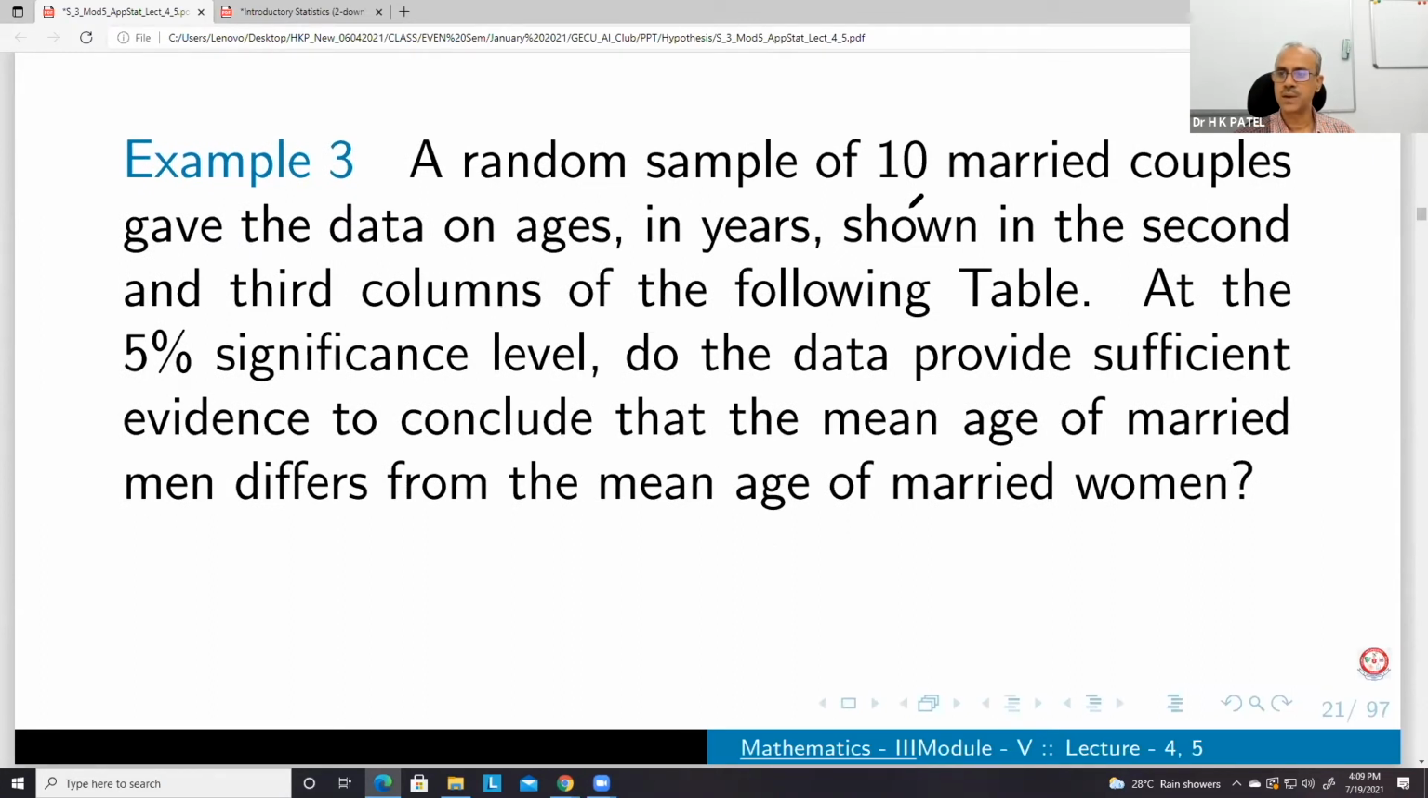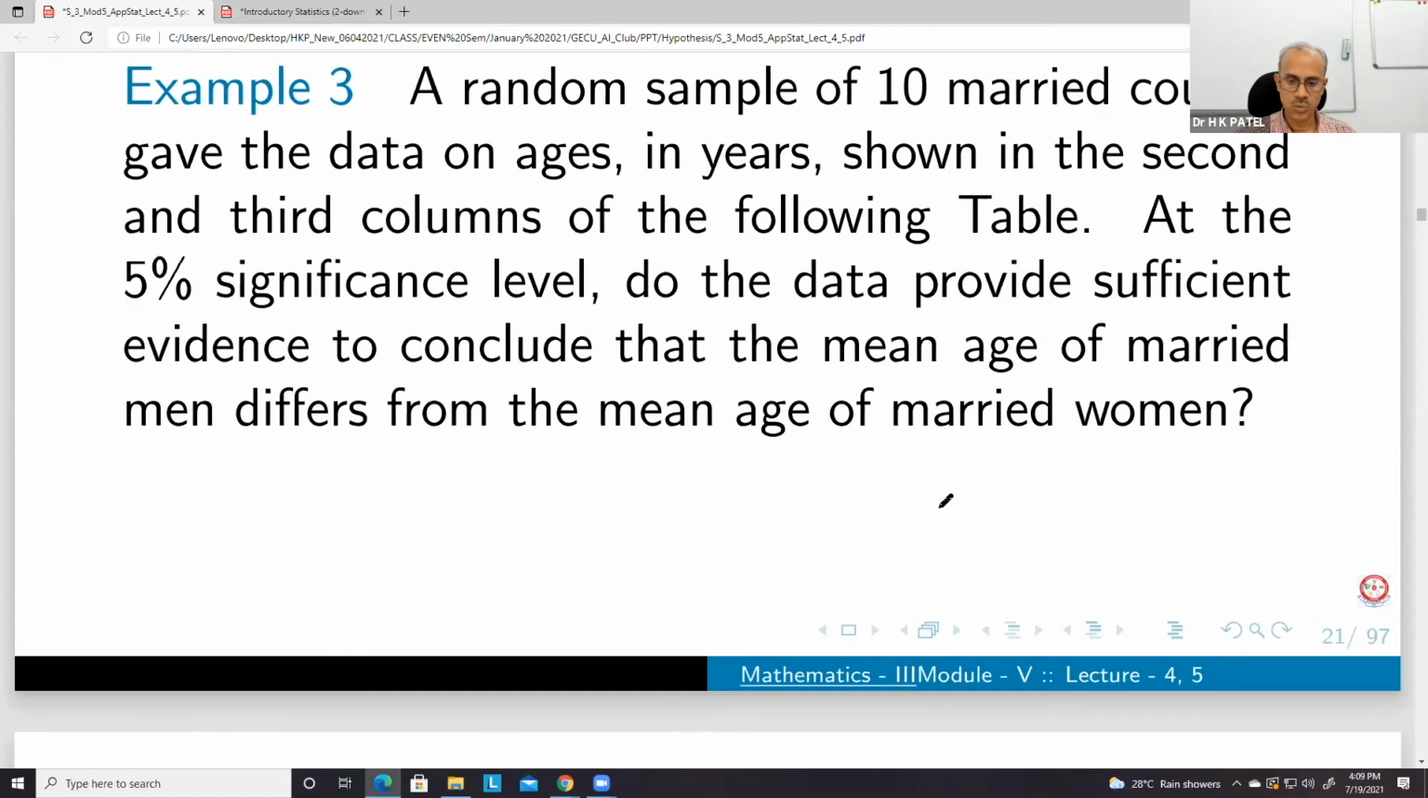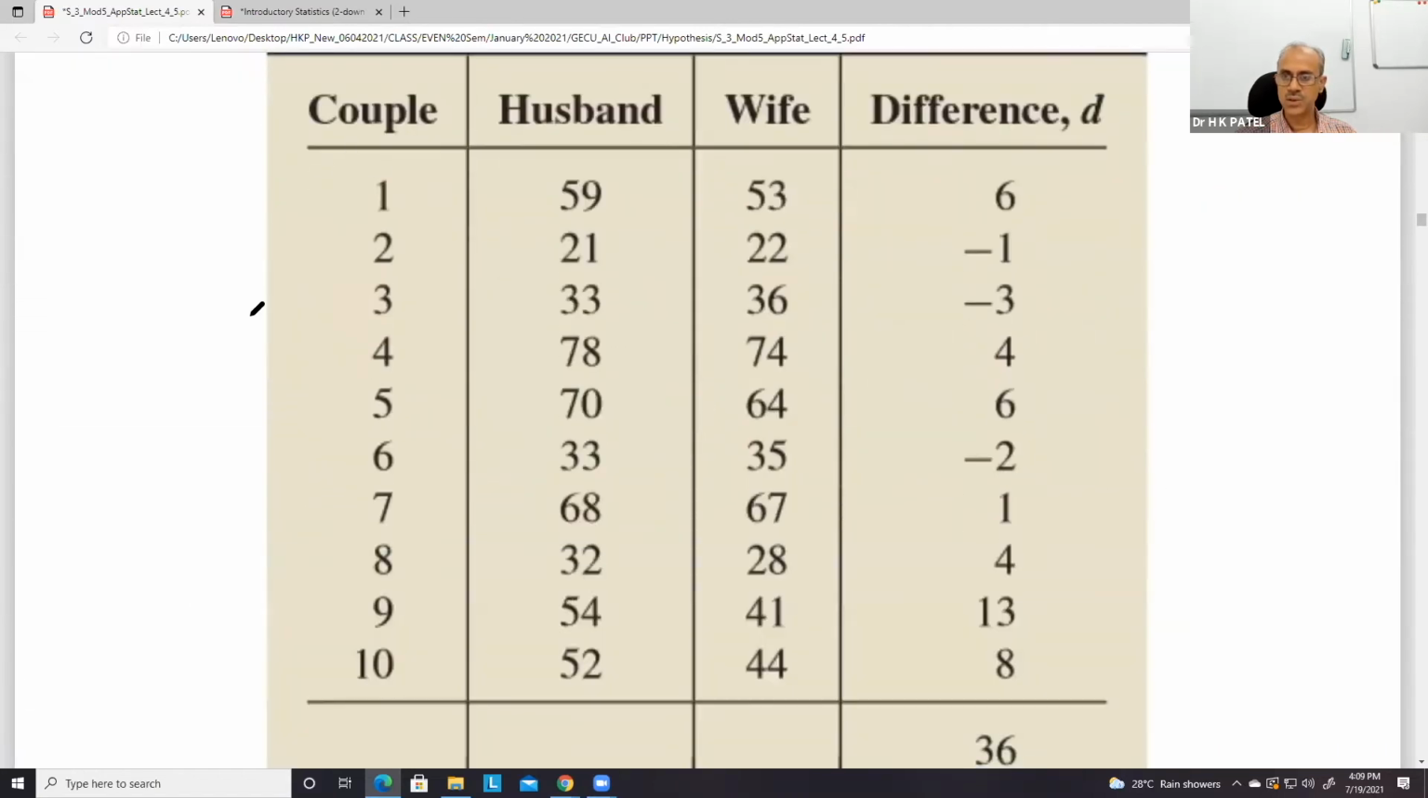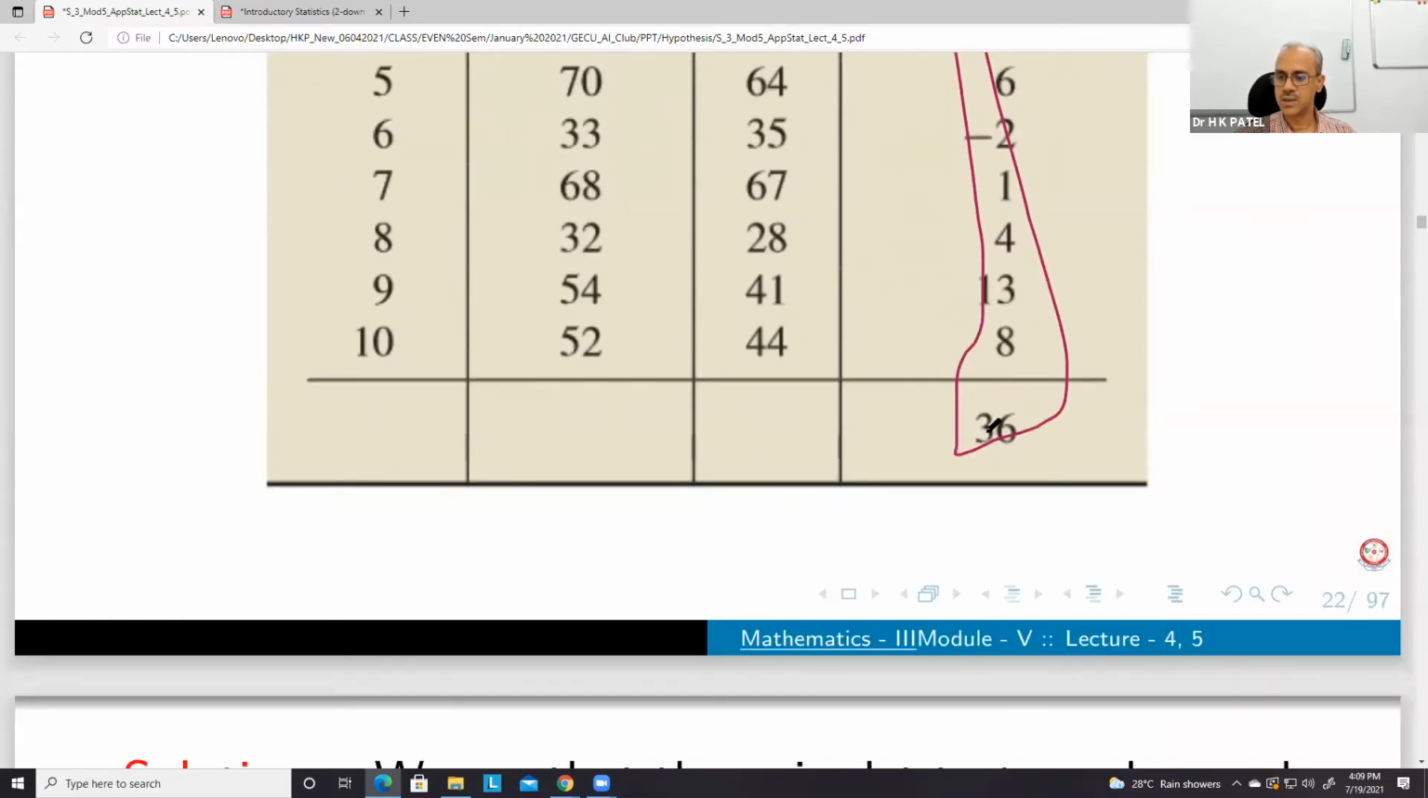So a random sample of 10 married couples gave the data on ages in years shown in the second and third columns of the following table. So this problem we have already seen in case of confidence interval. So at 5% significance level, do the data provide sufficient evidence to conclude that the mean age of married men differ from the mean age of married women? So this is the table given. We have this difference calculated here, and then total is 36.